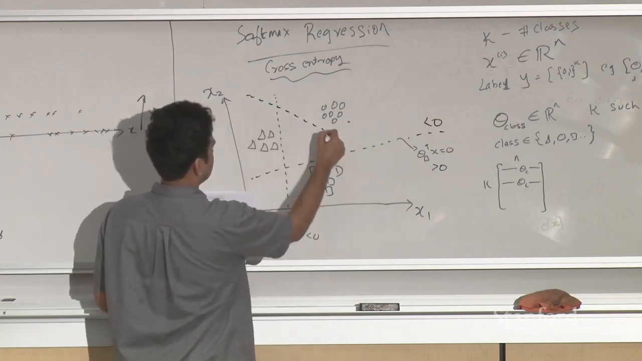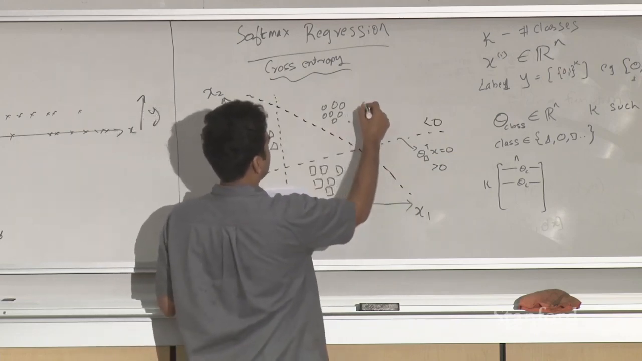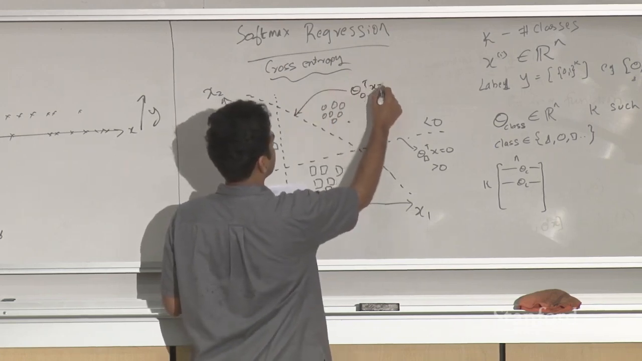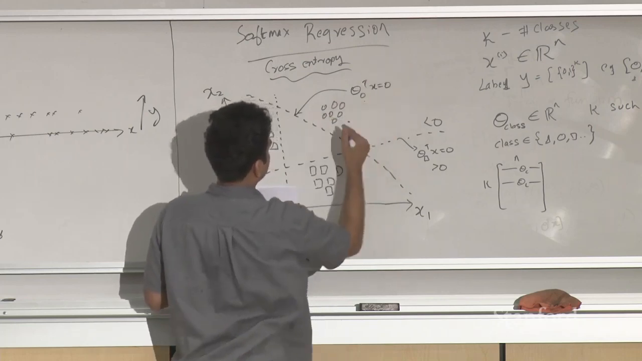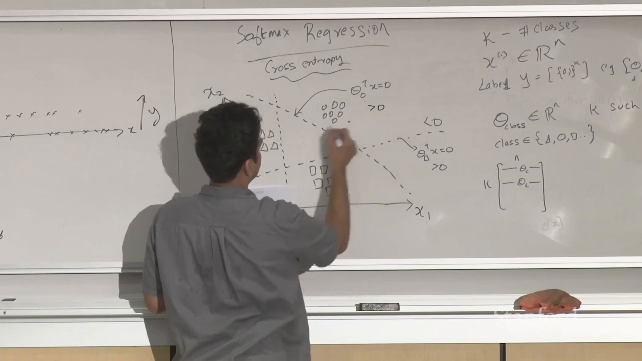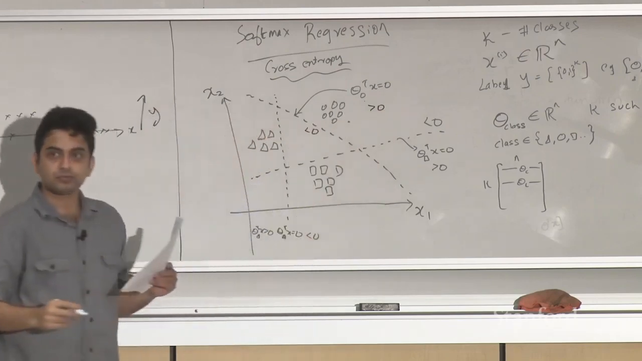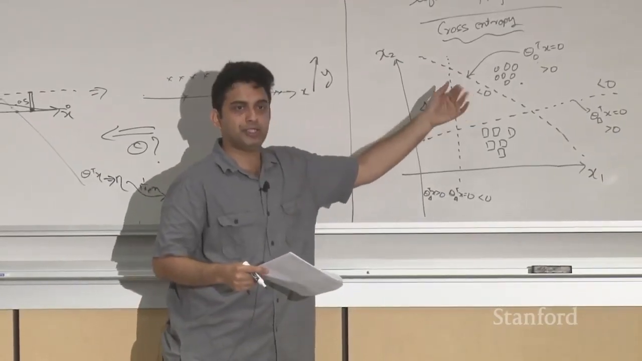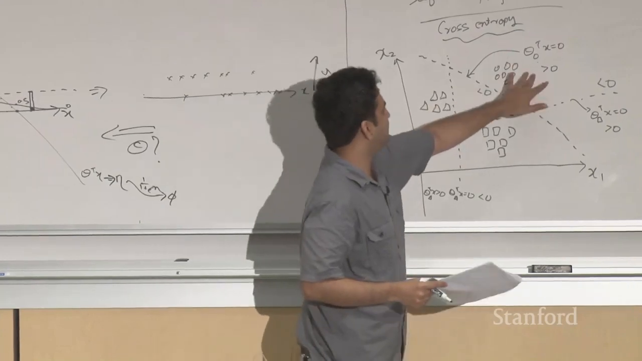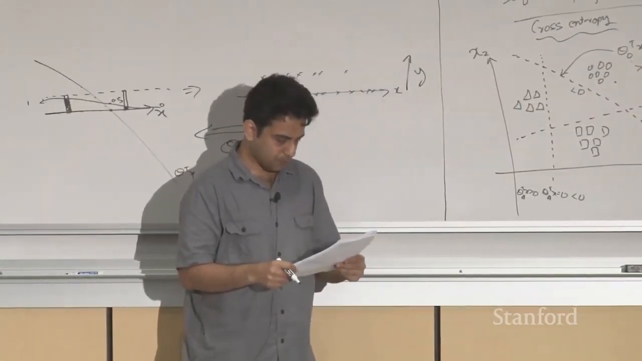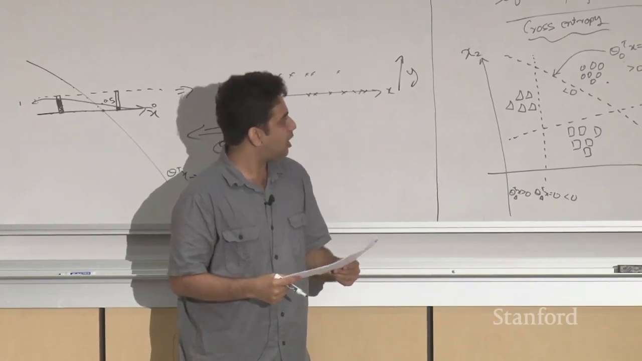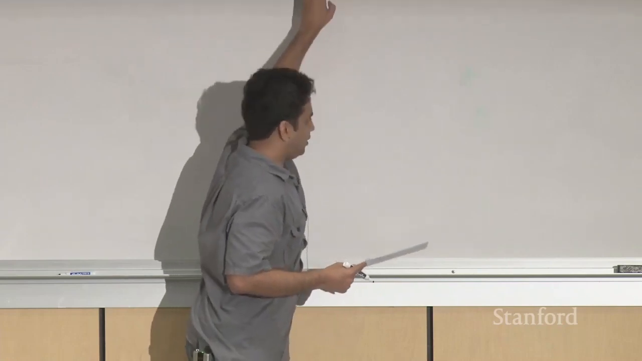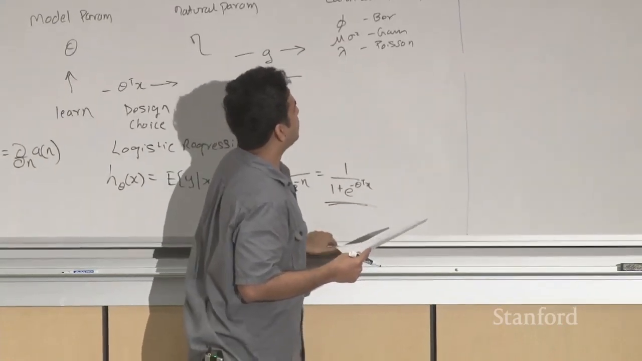And similarly, you have another one. This corresponds to theta circle transpose x equals 0, and this half plane is greater than 0, and to the left it is less than 0. So we have a different set of parameters per class, which hopefully satisfies this property. And now our goal is to take these parameters and see what happens when we feed in a new example.